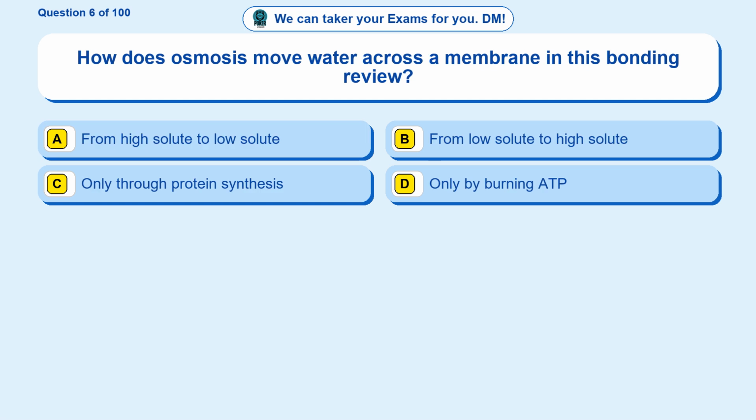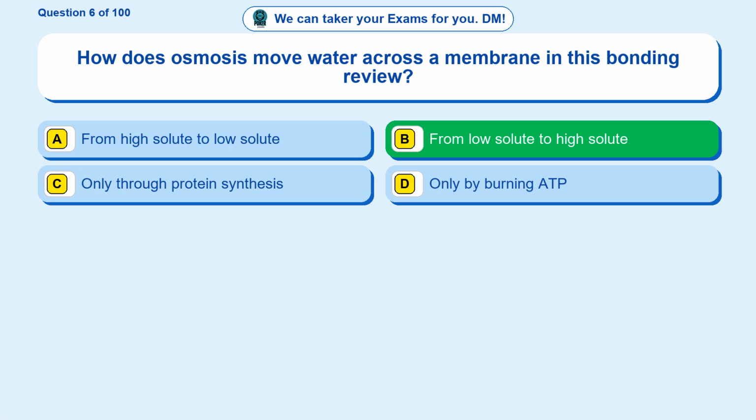Question 6. How does osmosis move water across a membrane in this bonding review? Option A, from high solute to low solute. Option B, from low solute to high solute. Option C, only through protein synthesis. Option D, only by burning ATP. The correct answer is option B, from low solute to high solute.